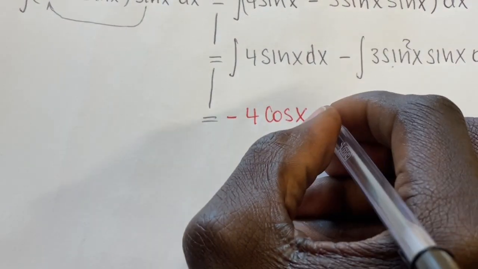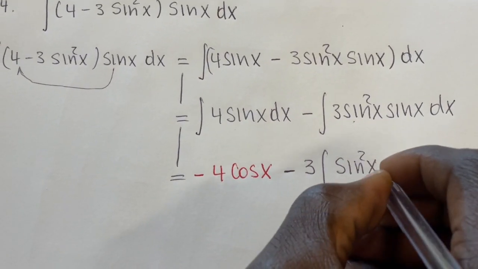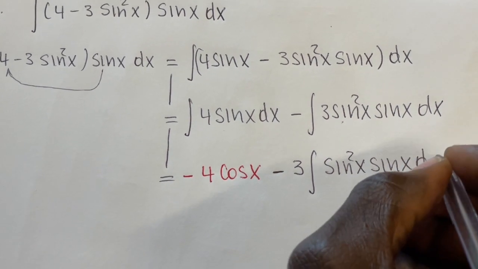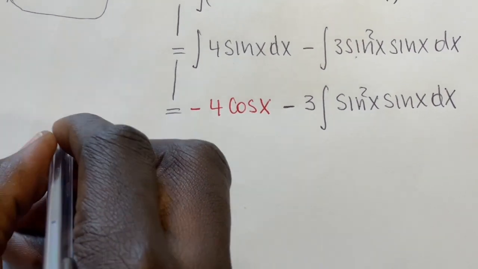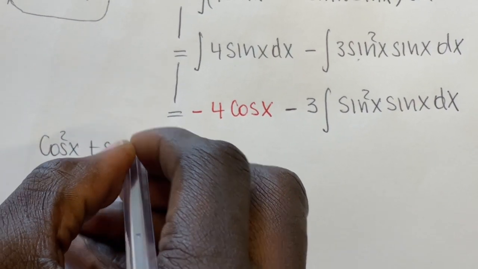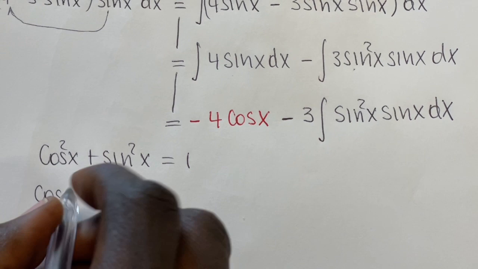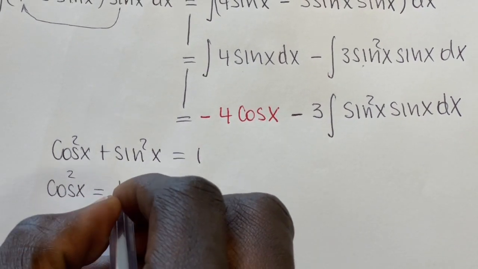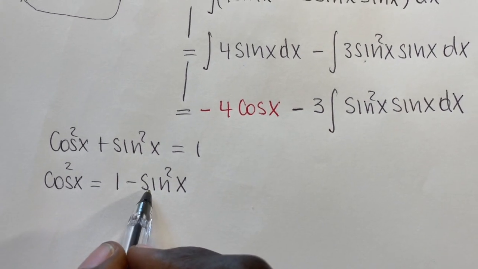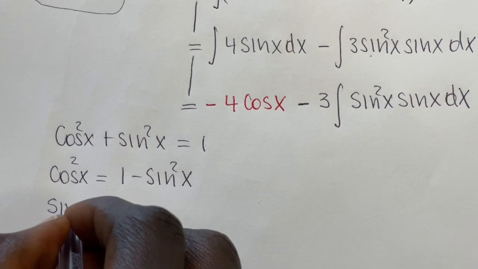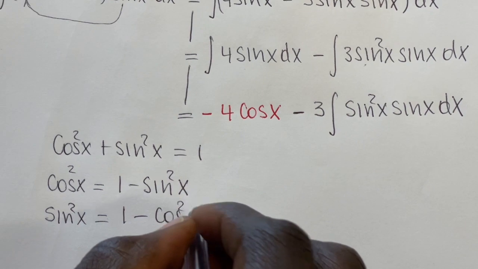And then this, I'm just going to repeat again. 3 is a constant, and then I have sine square x sine x dx. Now guys, from Pythagoras theorem, cos square x plus sine square x is 1. Let's solve for cos. So cos squared x is 1 minus sine square x. Now, what can sine squared be? Sine square x is also 1 minus cos square x.